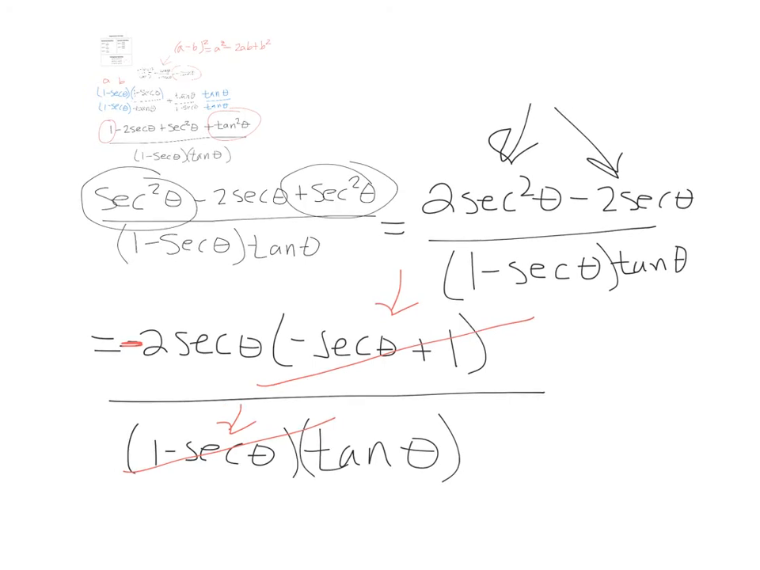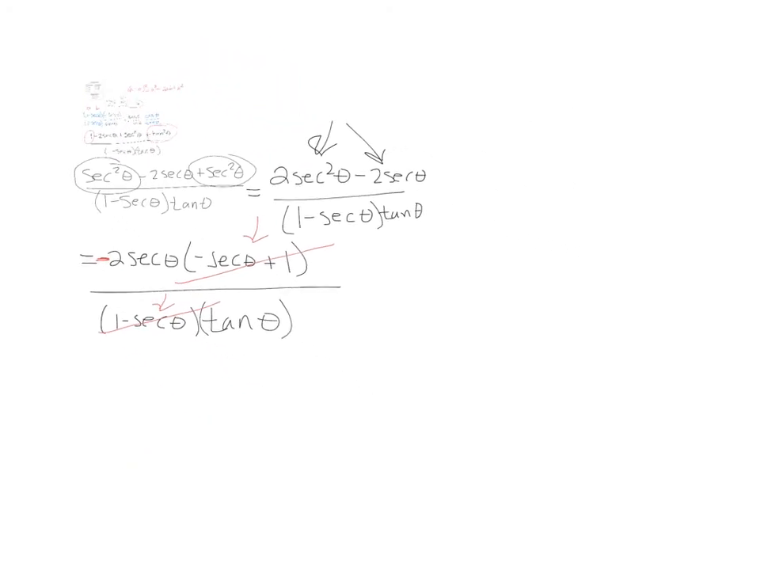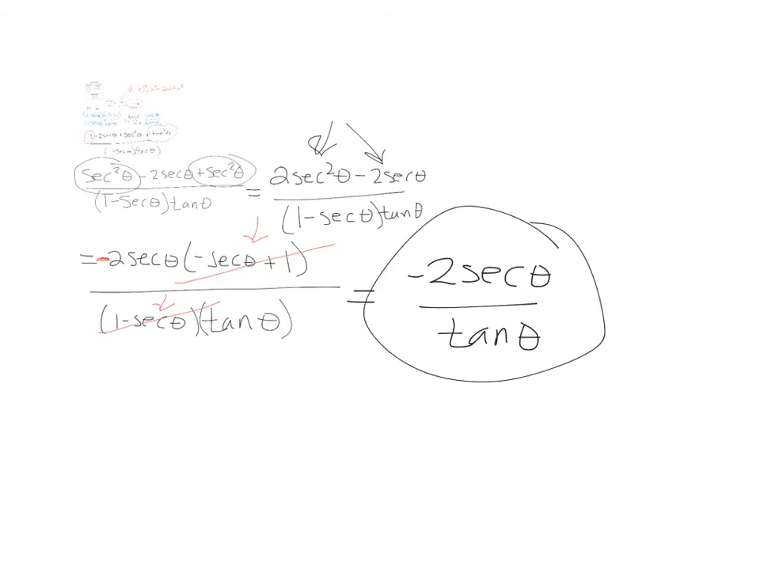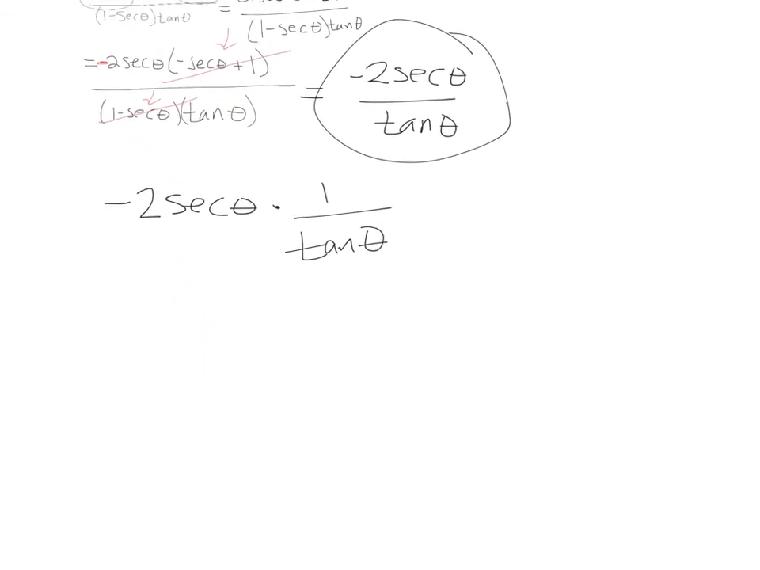All right, now let's move on. We're left over here with negative 2 secant theta divided by the tangent of theta. That looks a lot better than what we started off with. Now what we're going to do is rip this apart. We're going to take these two and tear them apart. What I mean by that is we're going to write it as negative 2 secant theta times 1 over the tangent of theta. That's what I mean by rip it apart.